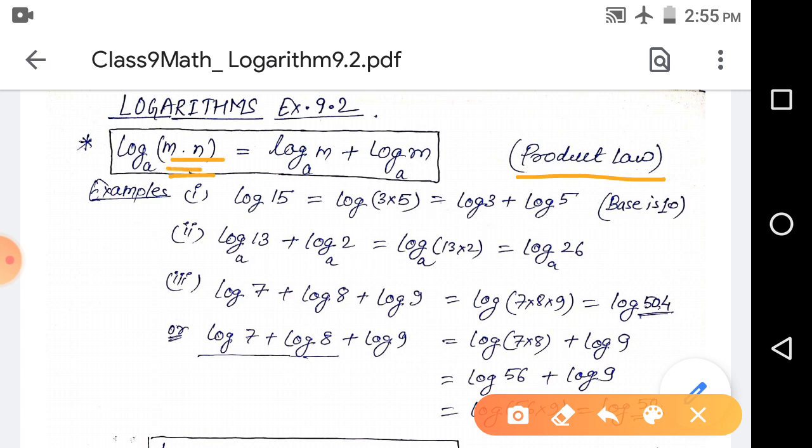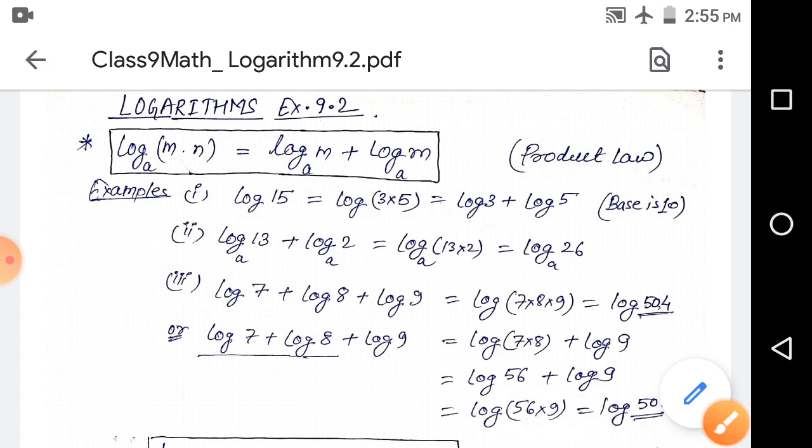We can write this one by using the law: log base a m plus log base a n. I'm repeating it once again: log base a of m into n, the product of m and n, is equal to log base a m plus log base a n. Okay, it is n, not m, it is n.